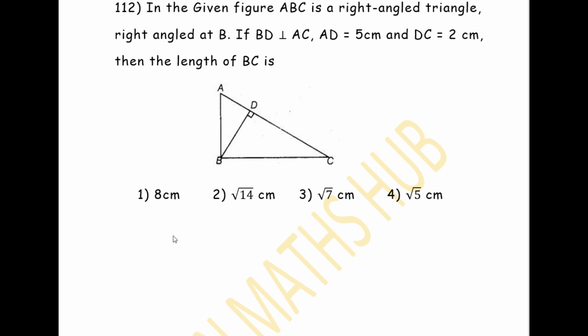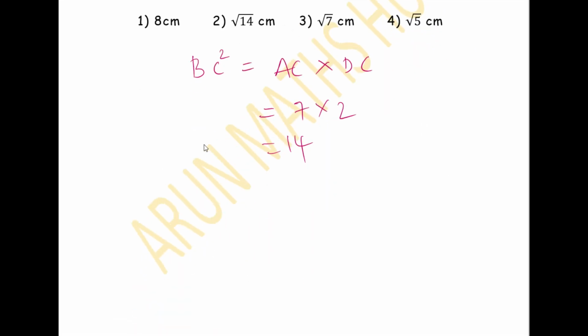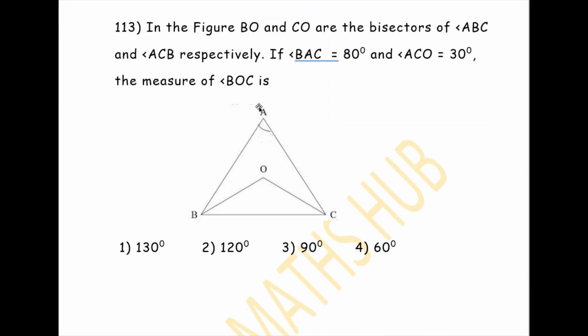we can write, it is there in the proof of Pythagoras theorem, that BC square equals AC into DC. What is AC? AC is 5 plus 2, 7 cm. DC is 2. We get 14. BC square equals 14. What is BC? BC equals square root of 14. Therefore, the correct answer is option 2, root 14 centimeter. Now moving to question number 113.